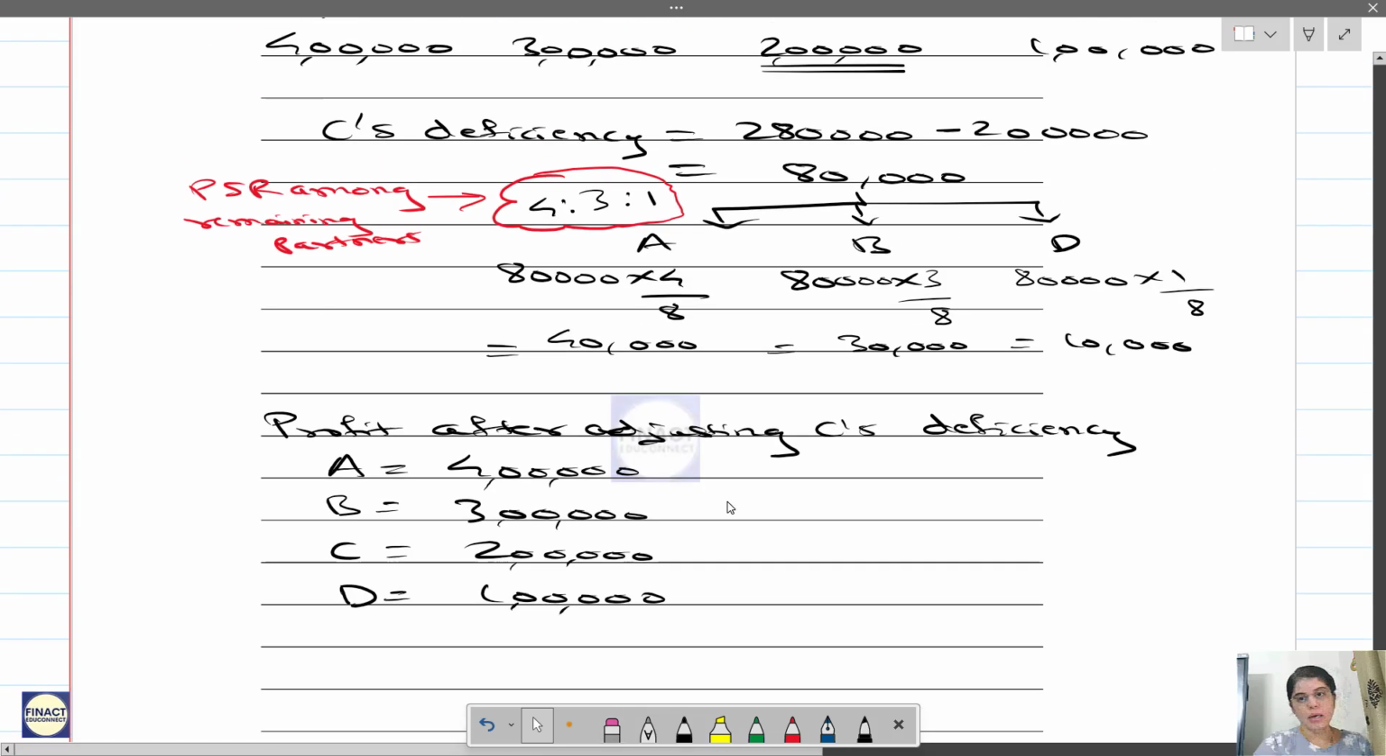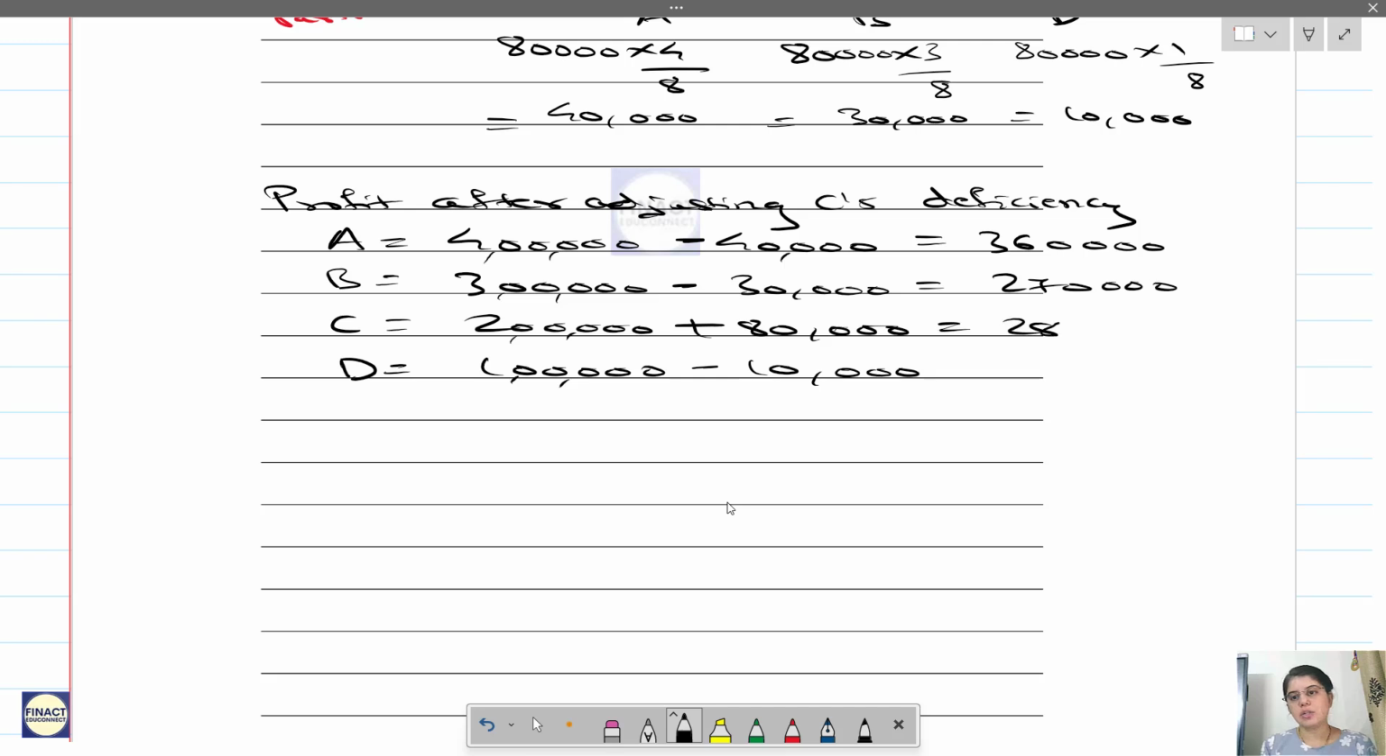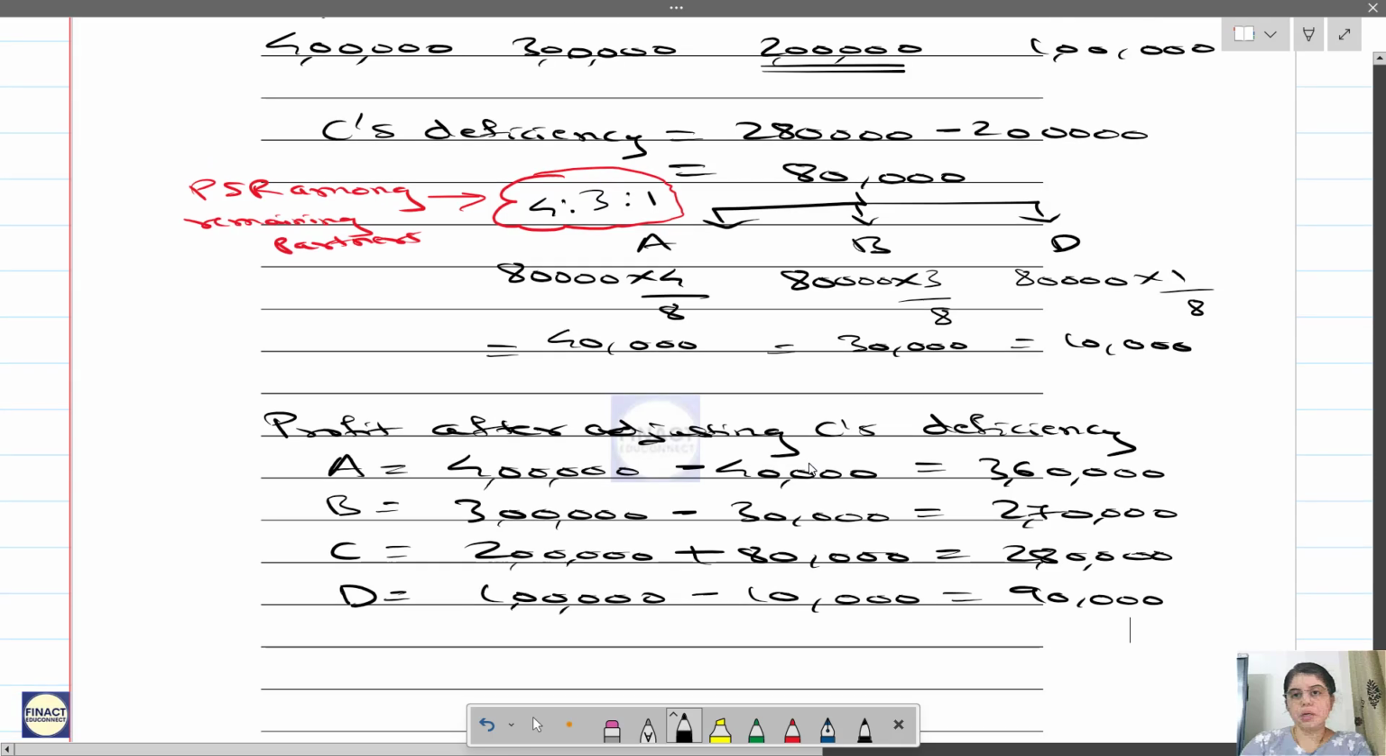Yes, ma'am. Now we will adjust this deficiency. So what are we going to do? We will add 80,000 over here to C, and it will be given by A, by B, and by D. So this comes to 3,60,000, this comes to 2,70,000, this comes to 2,80,000, which is correct. He was guaranteed that profit, so it is correct. And the last one comes to 90,000. Now see here, now we have done this.